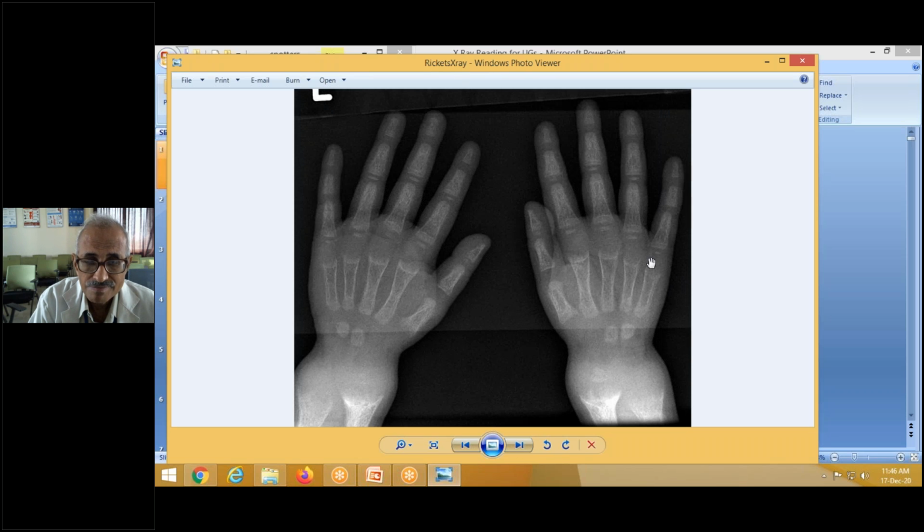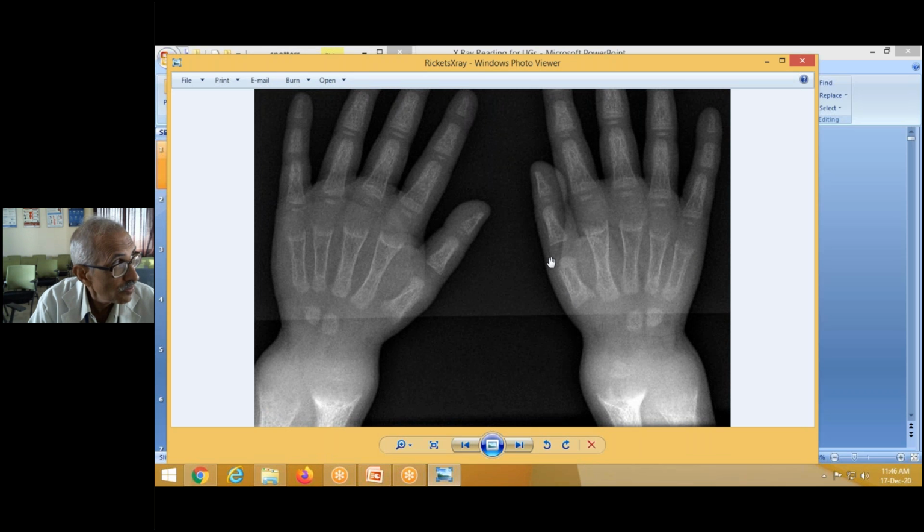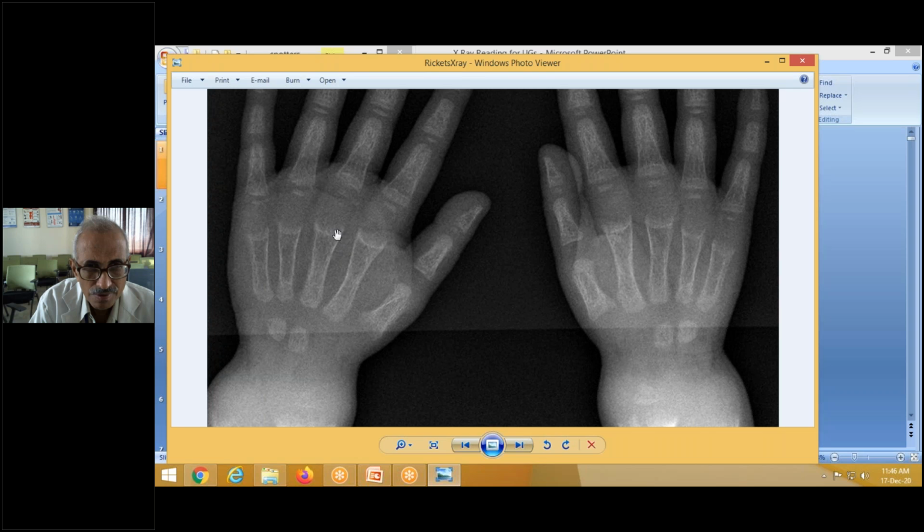And again, another case. What do you see? This curvature is the concavity. Fraying and cupping.